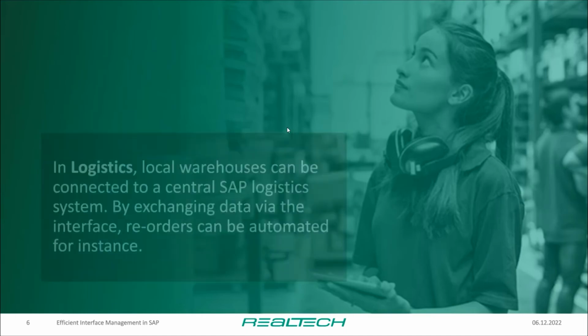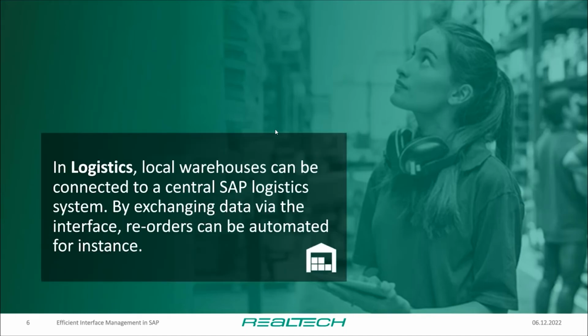Then let's go to an area where it's very important to have very well-designed interfaces: the logistics area. In logistics, you have local warehouses and plants, all connected to central SAP systems, logistics, EWM, and there's lots of data exchange. Via these well-designed interfaces, your whole supply chain could be automated.